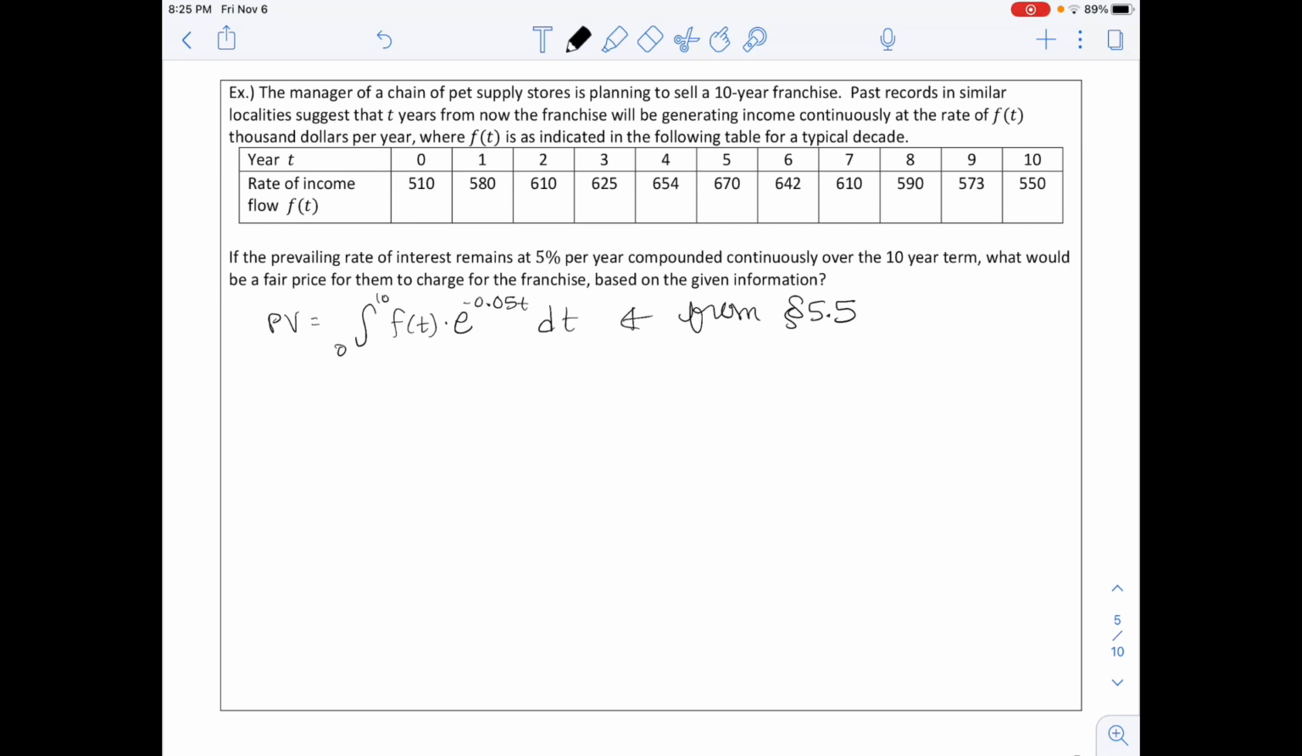f of t that we've dealt with before was always a function, and we would just substitute in that function and integrate it. But we don't have a function for this problem. Instead, we have a table that gives us the rate of income flow, which is different depending on which year it's at. So from here, we are going to approximate this by using Simpson's rule. To do that, I need to have my delta x value, which again is b minus a, and on my limits of integration, I'm going to have 10 minus 0 divided by n, which is the number of years that we have, which is 10.